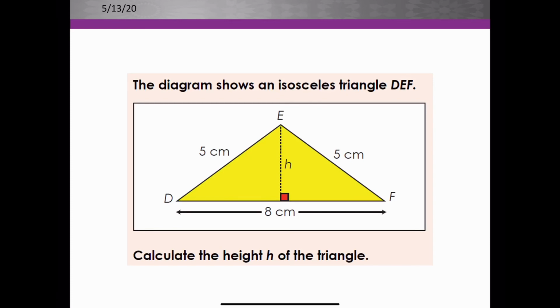The diagram shows an isosceles triangle. Calculate the height of the triangle. So what would it be? It's an isosceles triangle. So pause your video. First thing, obviously we're starting with 4 and 4. So we're trying to find what h would actually be. Yeah. So square root 25 take 16. Square root 9. So it will be simply 3.